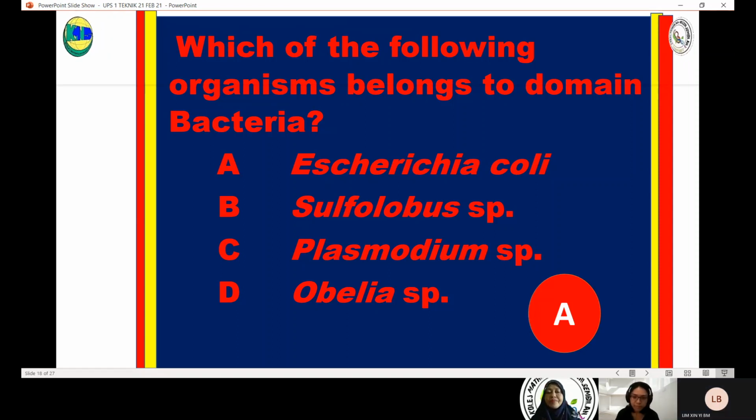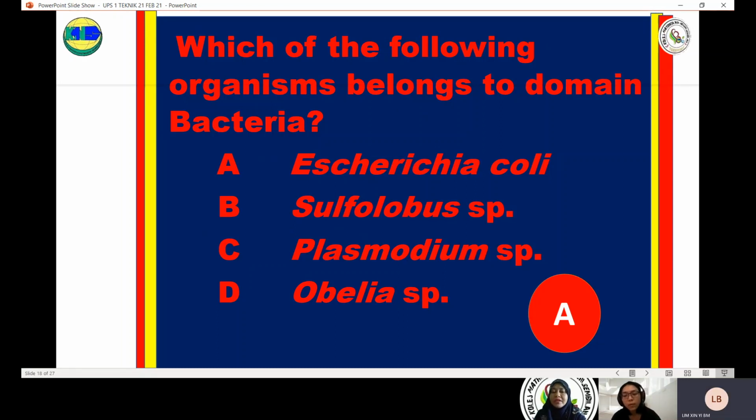Madam Lim, if this question were instead which of the following organisms belongs to domain archaea, then the answer would become B. So please, this is the technique the teacher mentioned earlier: really understand what the question wants you to choose. It is testing you on the domain and the organisms that are grouped or classified under this domain.